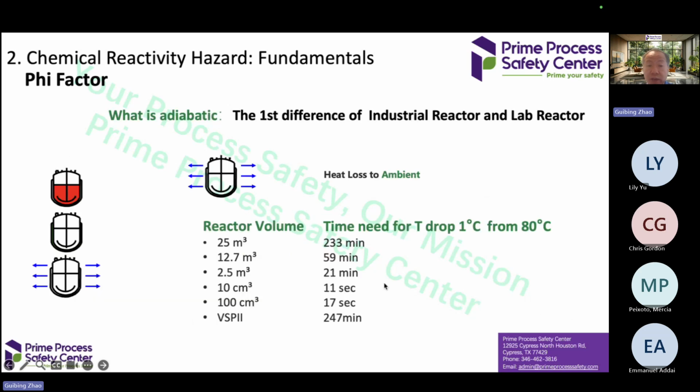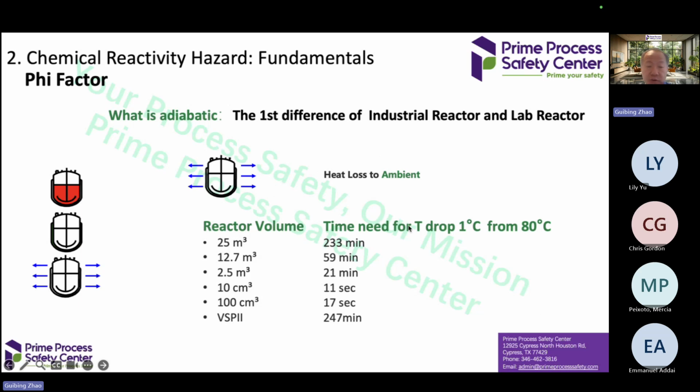So let's go to the next one. What is adiabatic, and why does adiabatic testing matter in the industry? The first difference is between the industrial reactor, meaning large scale reactor, and the lab reactor, small scale reactor. What could the difference be? As you can see, for a small scale reactor, heat loss to the environment is huge.